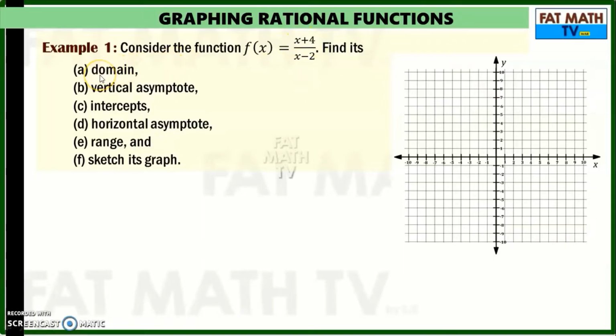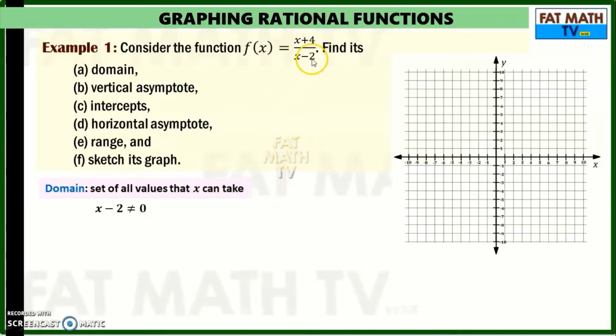So let's go to the domain. What is the domain of the function? It is the set of all values that x can take. So as you can see here, we have x plus 4 over x minus 2. So x minus 2 on the denominator. So only the value of x that will make the denominator 0 will be the value of x that is not allowed from the set of real numbers. So actually, all real numbers can be a value of x except for those that will give a denominator of 0 because the entire function will be undefined.